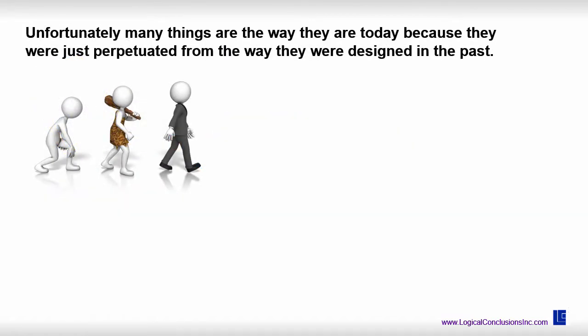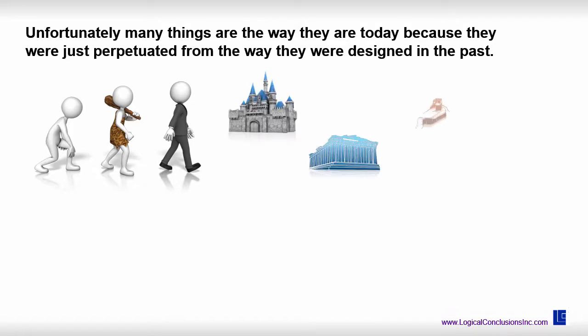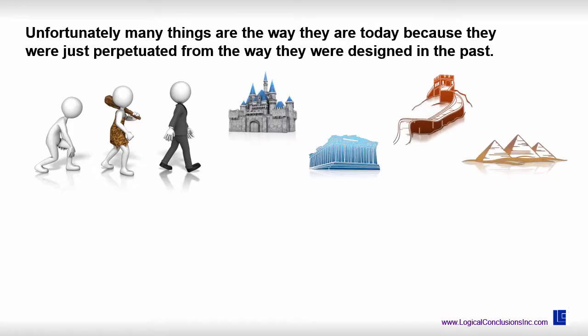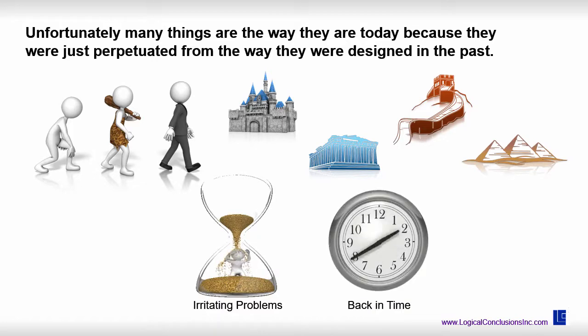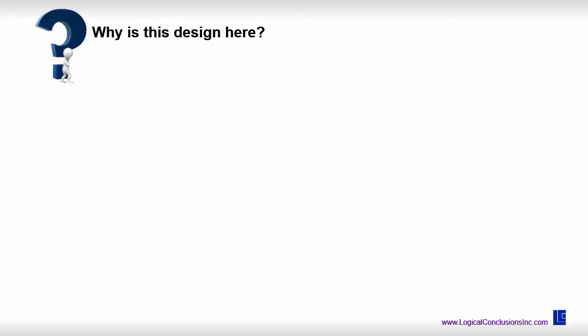Unfortunately, many things are the way they are today because they were just perpetuated from the way they were designed in the past. Many things designed by humans come from hundreds, if not thousands of years ago, and some are still around today causing problems. You have to go back in time to see through a design and its implementation to understand why it's there, and we don't get to see the reasons why a design is there unless we do some kind of analysis.